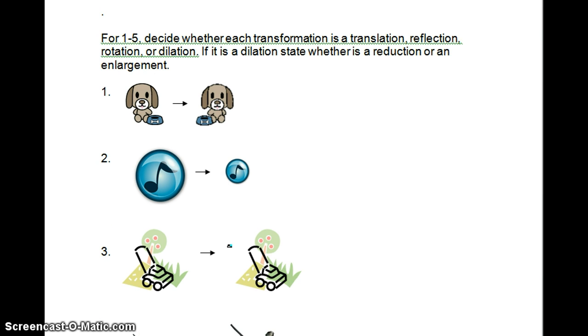Okay, I'll give you a second to look at number 1. Decide how that figure is being transformed. As you can see, it is being slid to the right and nothing else is happening, so a transformation that slides the original figure is known as a translation. So number 1 is translation.